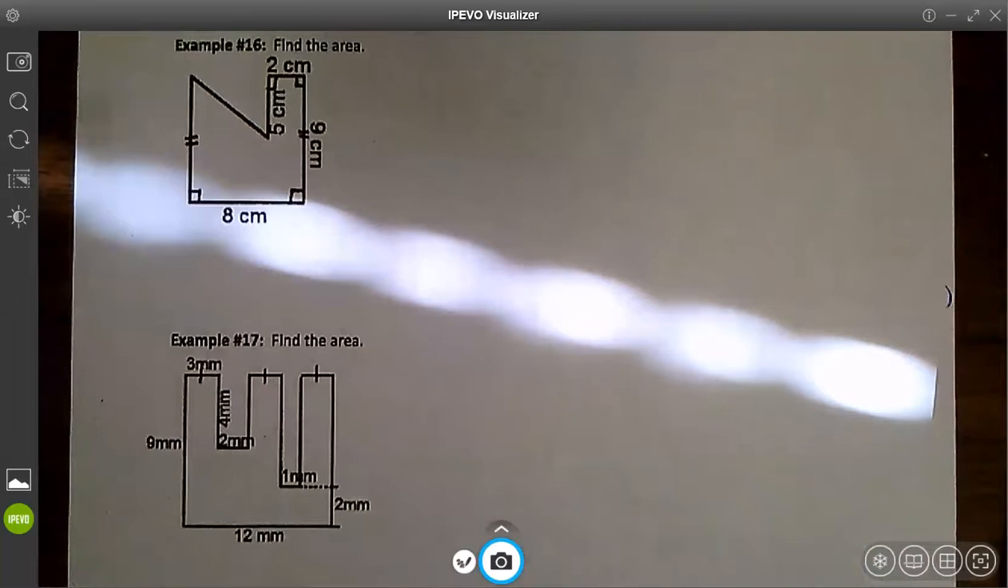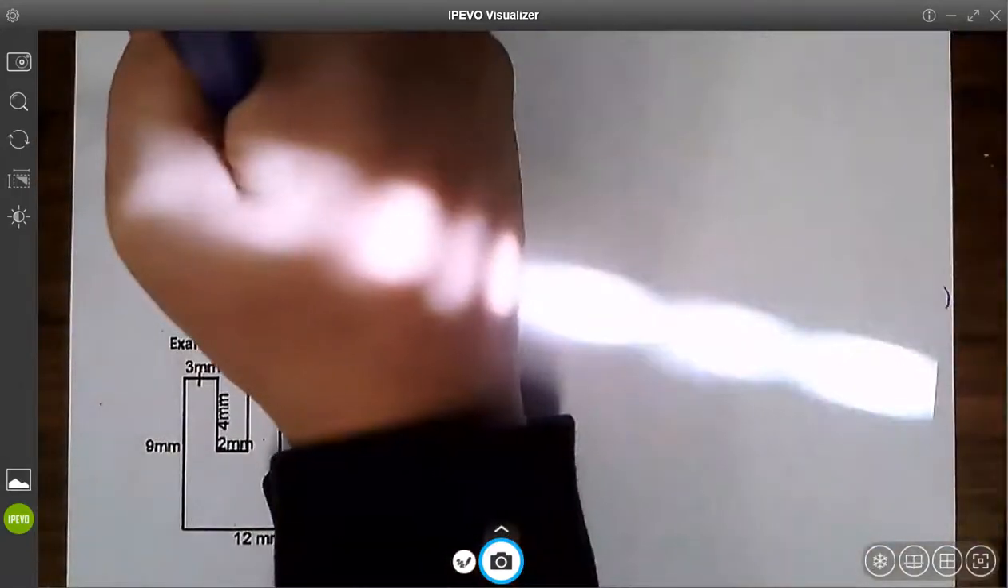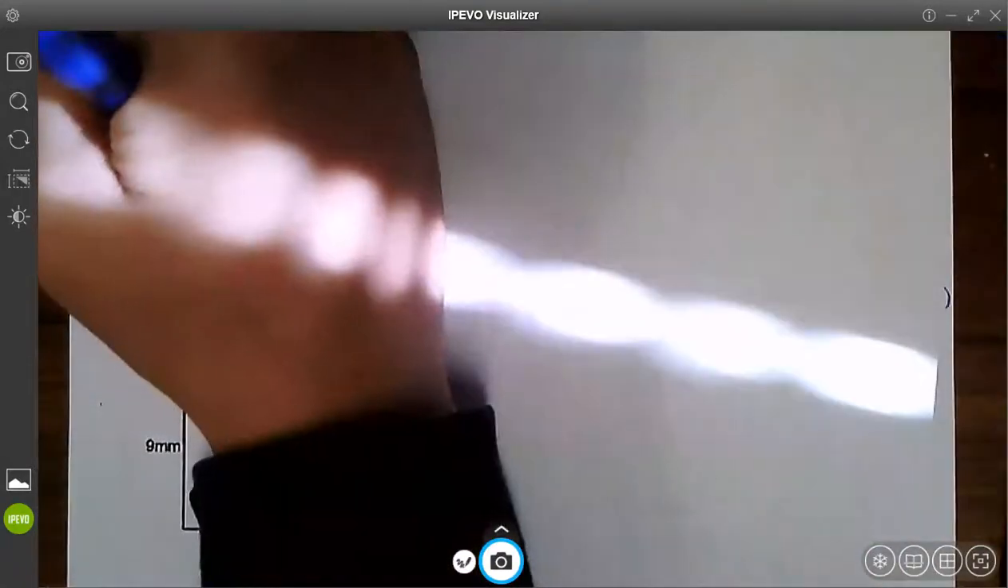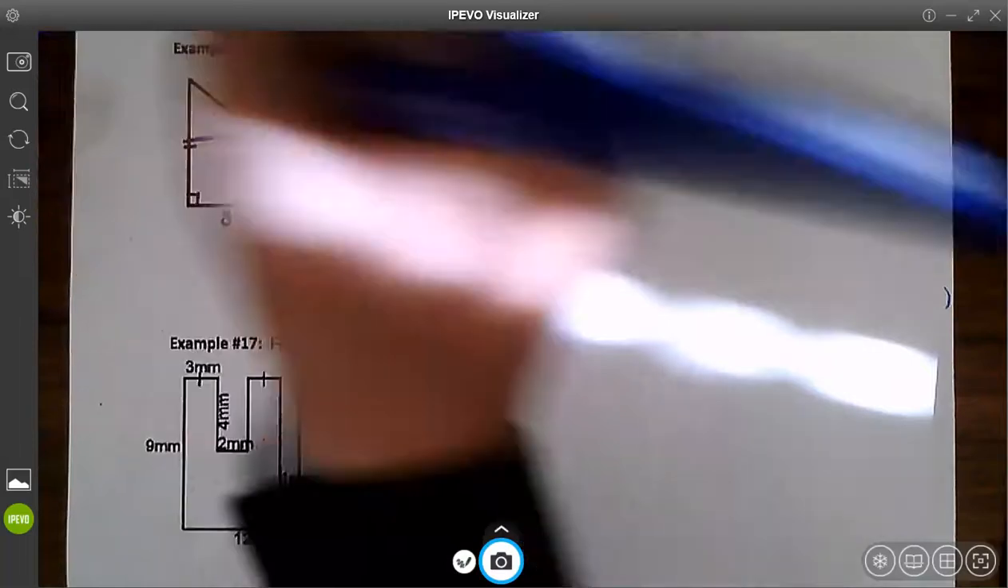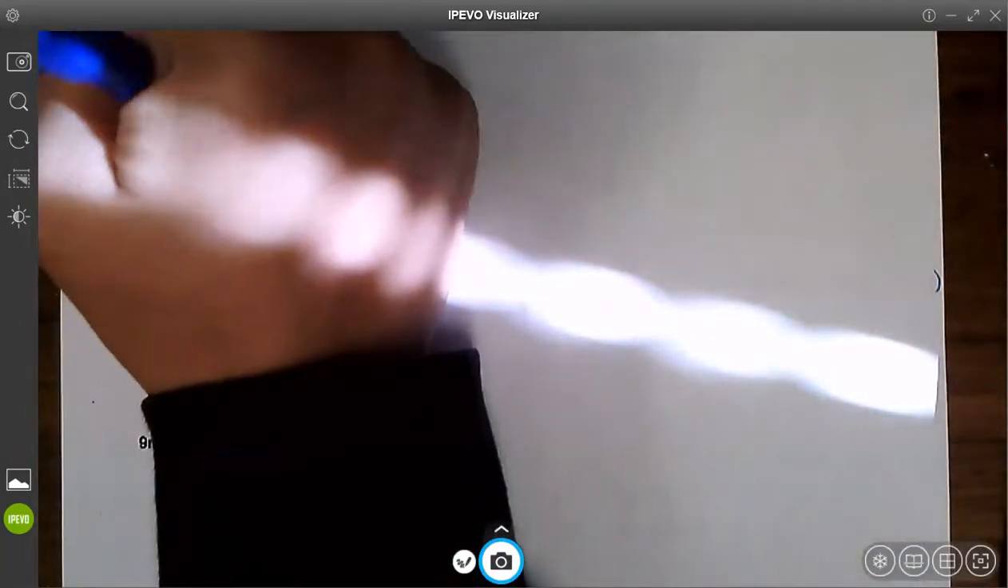On the back, a couple of area of composite shapes. Composite shapes just means shapes that are put together. I'm going to do this one. And then the other ones are listed on the key online. They would have been practiced had we been in class.